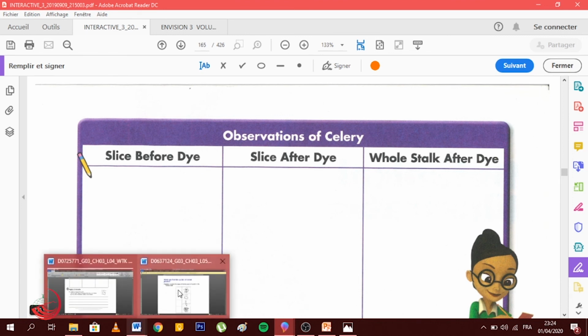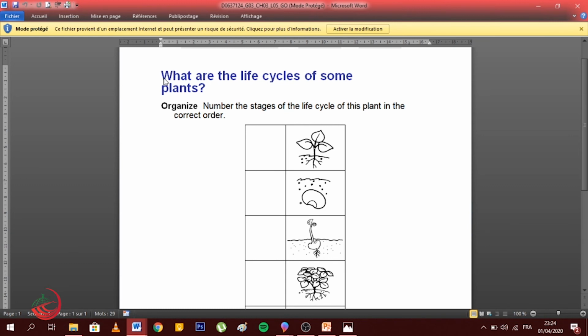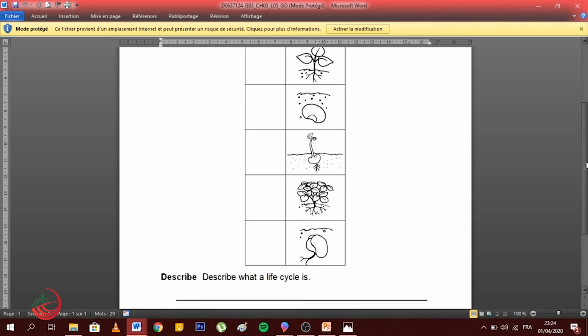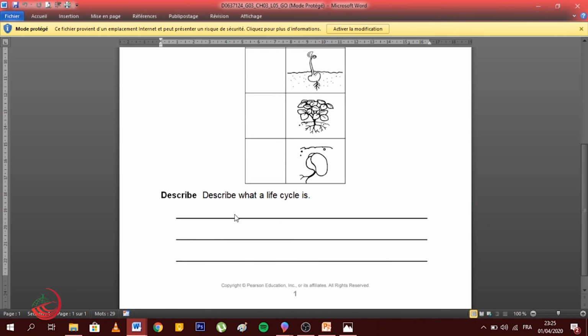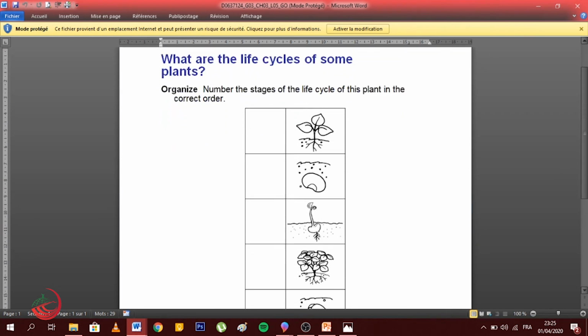send you homework, this one, okay? I'm going to send you this homework, and this one has the stages of a life cycle of a plant, and you have to put them in a sequence, and then you have to tell me either by writing or drawing what you understand by a life cycle. So this is your homework for today.